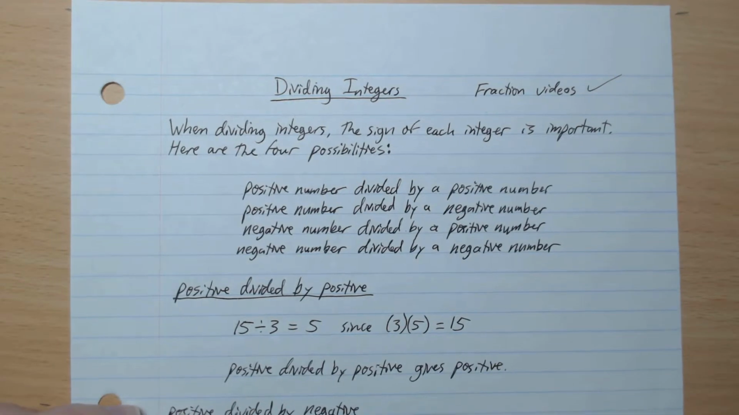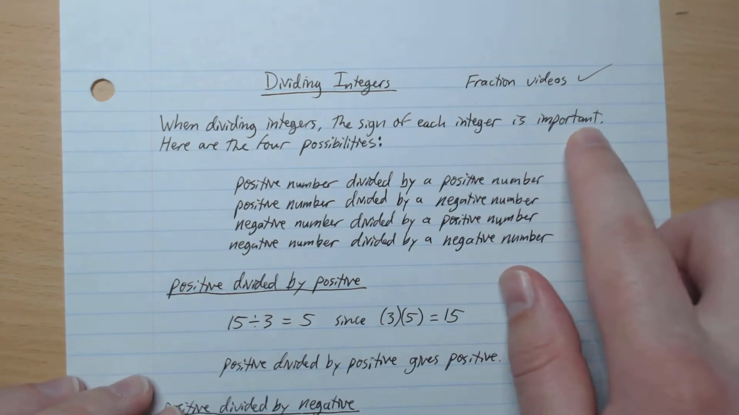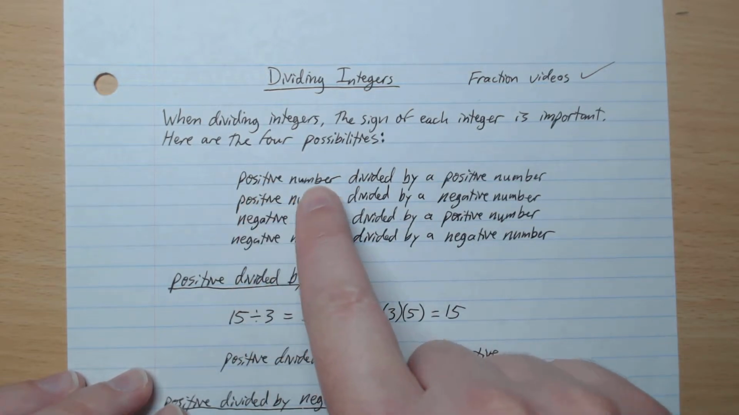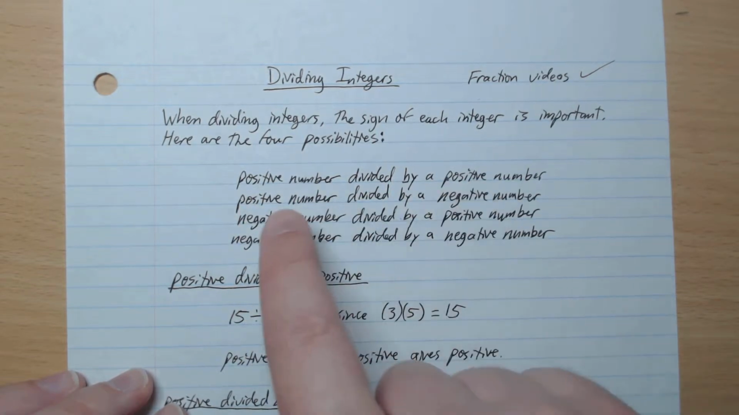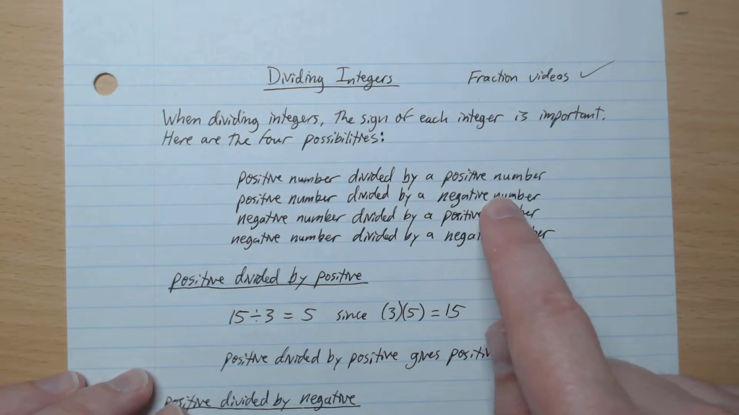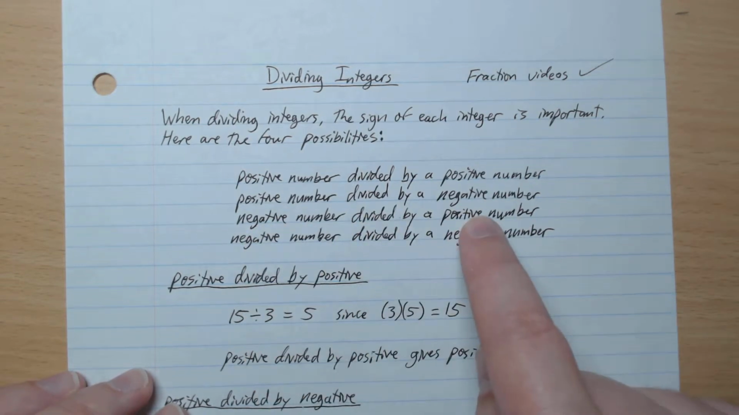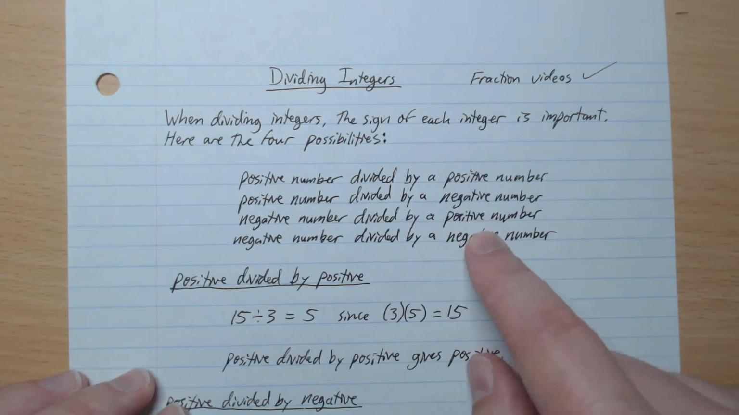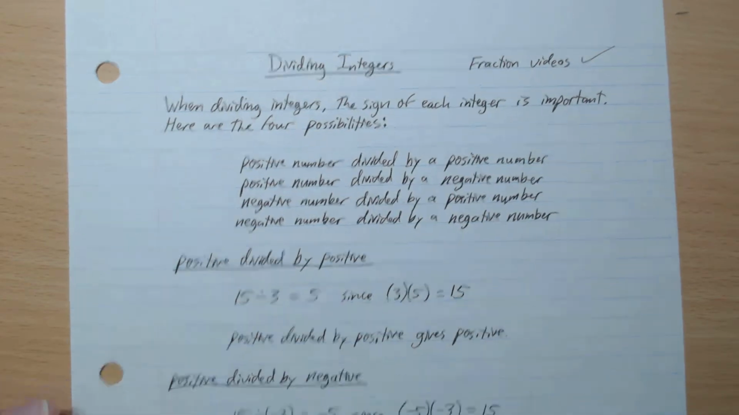So when dividing integers, the sign of each integer is important. And there are four possibilities. Positive number divided by positive, positive divided by negative, negative divided by positive, and negative divided by negative. And so we're going to take a look at each of those possibilities right now.